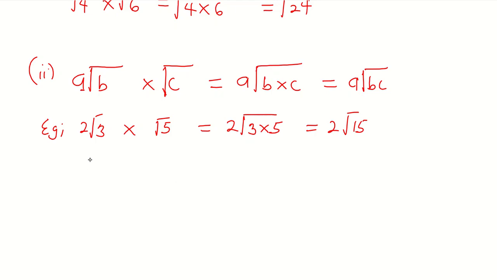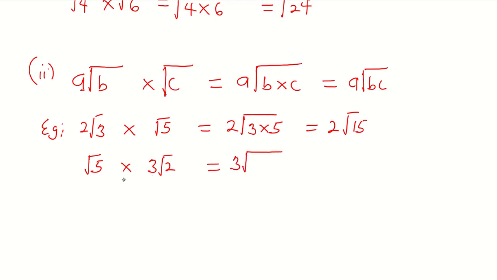Better still, we can think of square root of 5 times 3 square root of 2. So the coefficient of the square root of 5 multiplies the coefficient of the square root of 2, and we have 3.